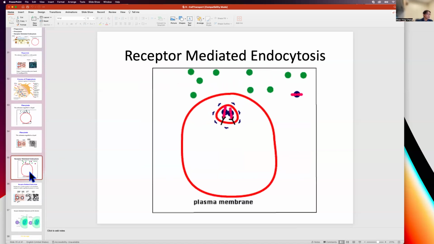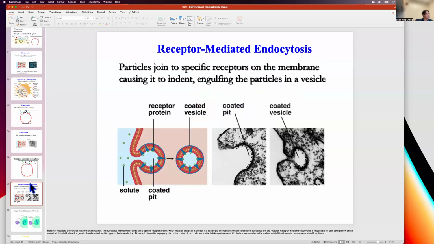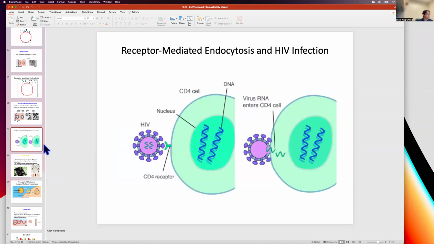The third one is called receptor-mediated endocytosis. Apparently, when the receptor binds with the substrate, it will cause the endocytosis process to happen. The textbook example of receptor-mediated endocytosis uses HIV. The HIV virus won't affect every kind of cell. It actually will affect the T lymphocyte, one of the white blood cells in the lymphatic system.